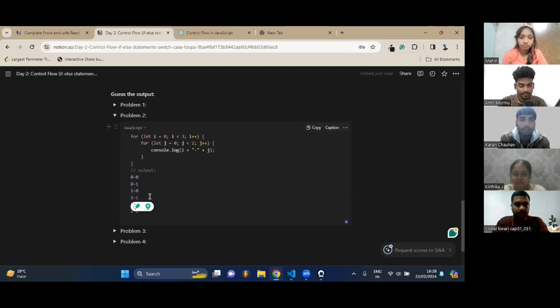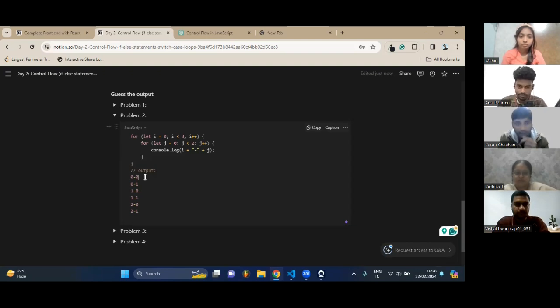Okay. So first of all, we are making a loop from 0 to 2. So first the loop will run and it will go to the second loop. Inside that second loop, we are making the loop run 2 times, like 0 and 1. So that's why the first output is 0, and it will run 2 times. So 0 dash 0 and 0 dash 1.